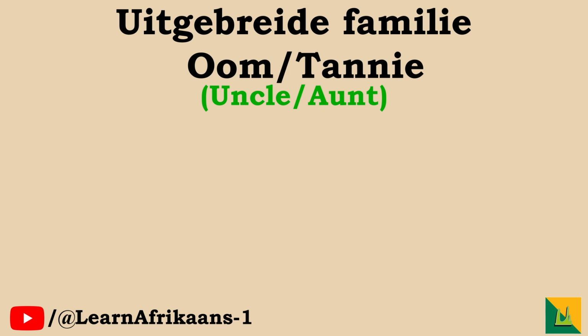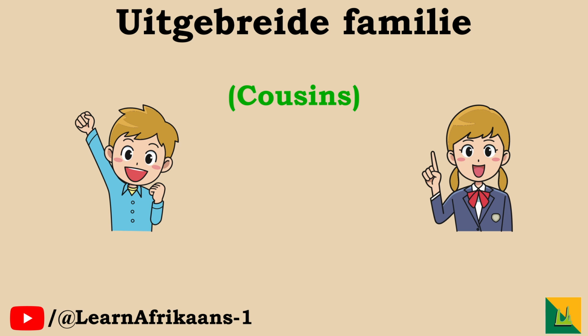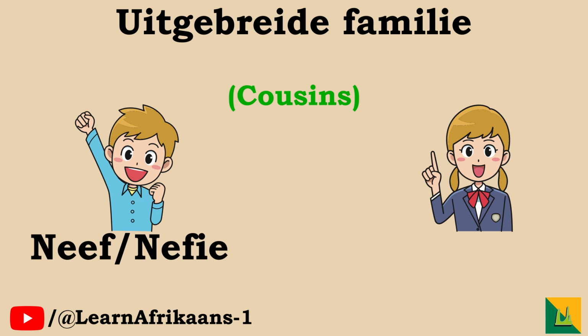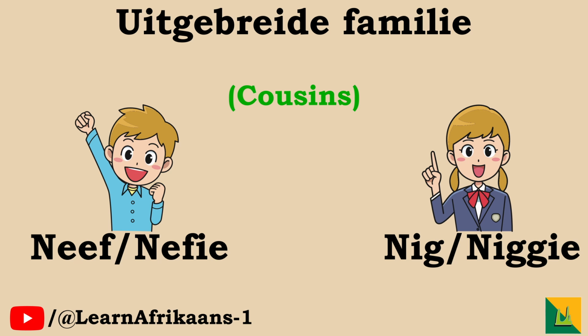If your actual oom and tannie have any children, they would be your cousins. In Afrikaans, they are gender specific. Your male cousin is jou neef, neefie. And your female cousin is jou nig, niggie.